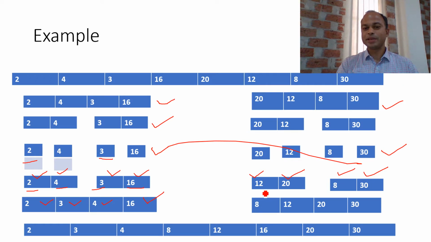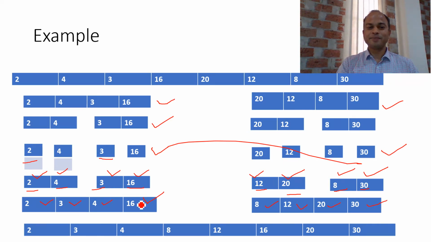Similarly, we are comparing 12 and 8. 8 is smaller, so we have copied 8 here. After it, we are comparing 12 and 30. 12 is smaller, so we have copied 12 here. Now we are comparing 20 and 30. 20 is smaller, so we have copied 20 here. The remaining element is 30, so we have copied 30 here.